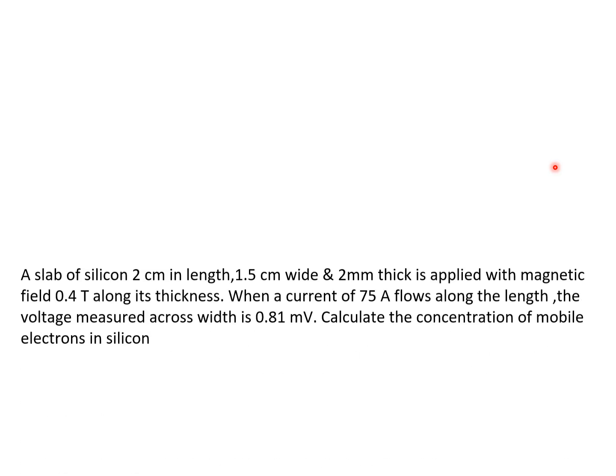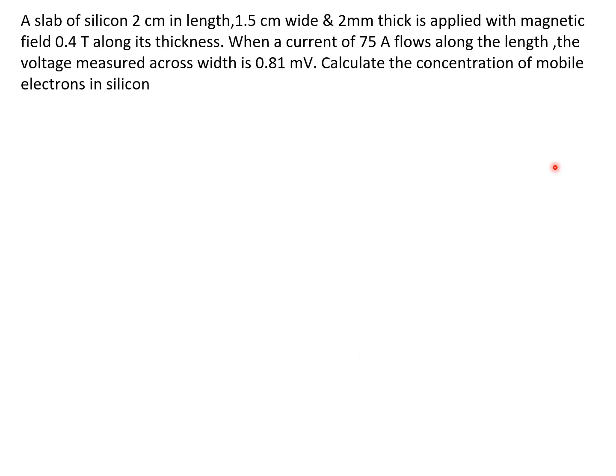Let us see the next numerical. A slab of silicon 2 cm in length, 1.5 cm wide, 2 mm thick is applied with a magnetic field of 0.4 Tesla along the thickness. Magnetic field is applied along the thickness. Hall voltage will appear across the width.